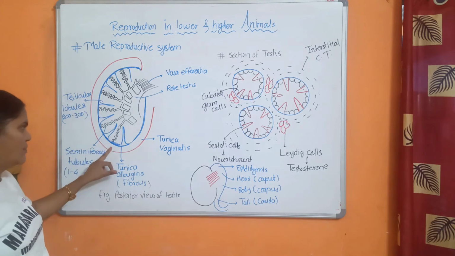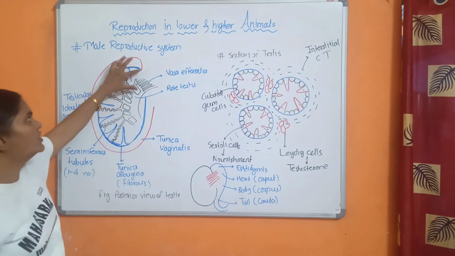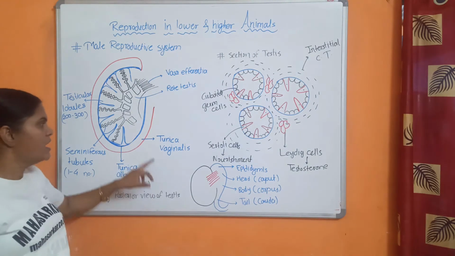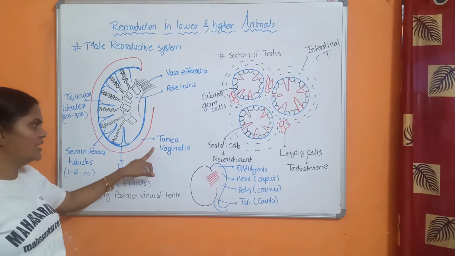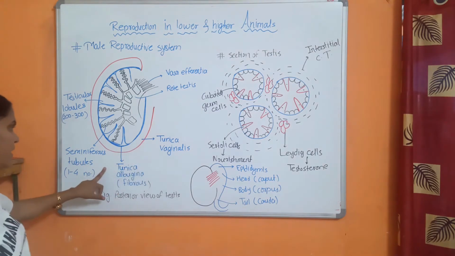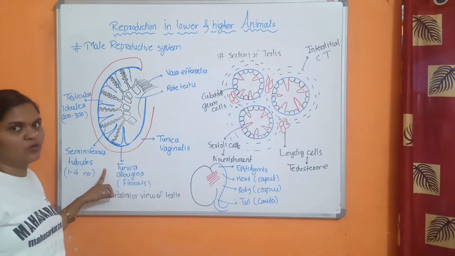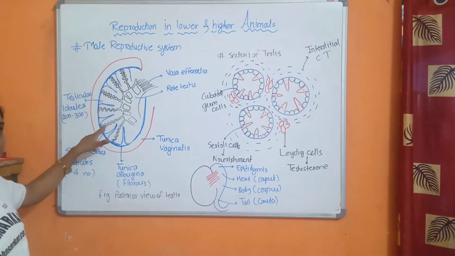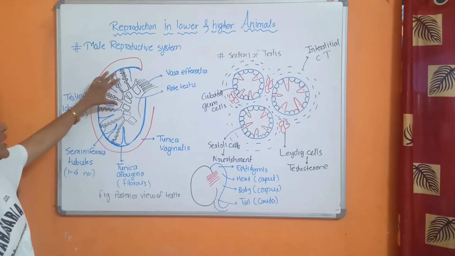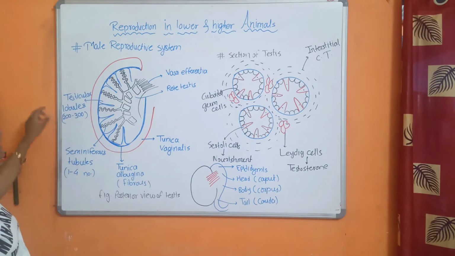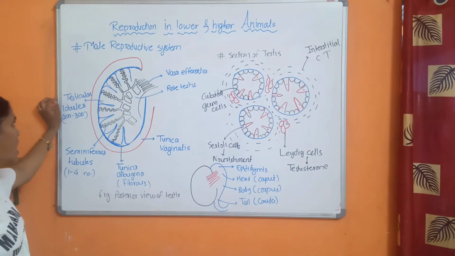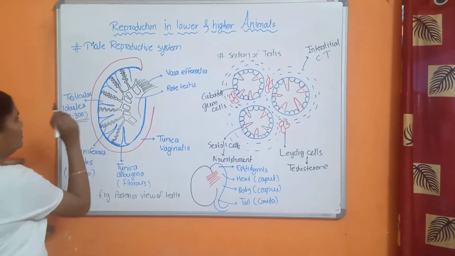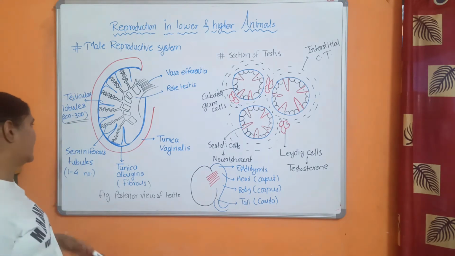Outside the tunica albuginea, the outer layer is called the tunica vaginalis. This is also a protective layer of the testes. The outer layer is the tunica vaginalis, and the inner is the tunica albuginea, which is collagenous and fibrous, protective in covering, and it also shows foldings and produces testicular lobules. 200 to 300 testicular lobules are present in each testis.